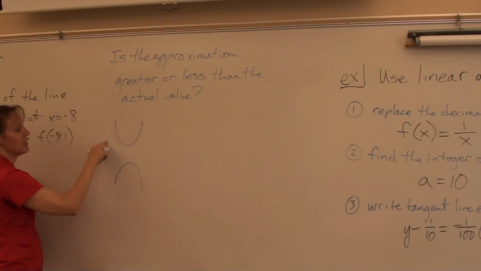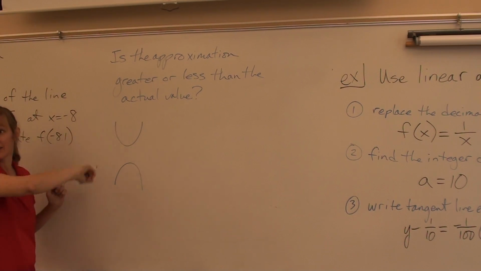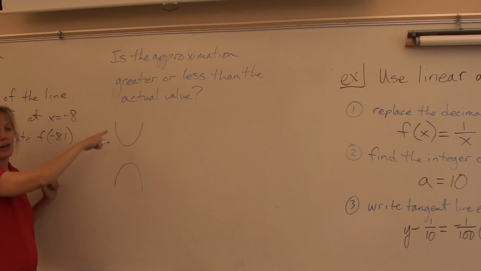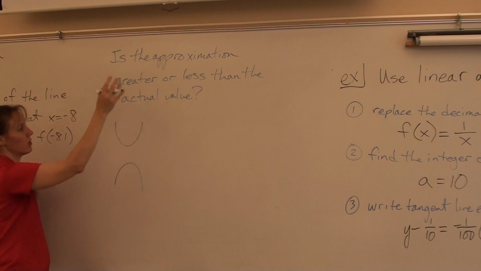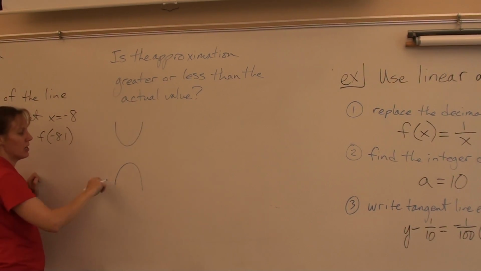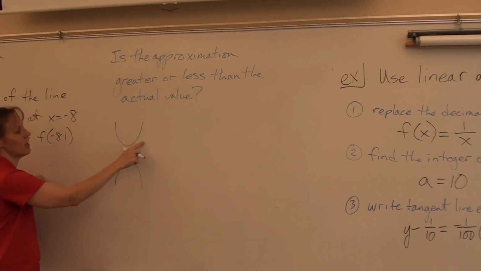Concave up, I like to say up like a cup, down like a frown. Some people say up like a smile, down like a frown, but it doesn't rhyme. So I like up like a cup, down like a frown. Concave up functions are functions where if you poured something in, they would hold water. Concave down, it's just going to splatter everywhere. So anyway, this function is concave up.